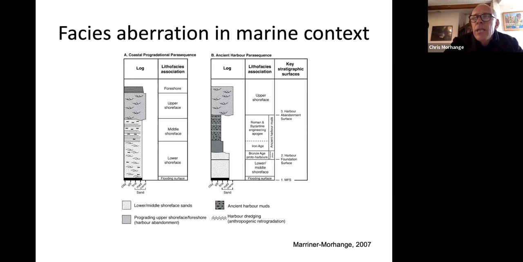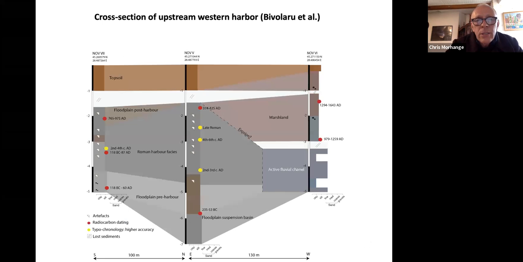It's a little bit the same in fluvial context. In fluvial context, you will find a harbor facies protected by harbor structure. So you will usually have a fining up of sediments, and especially in the case of NOVIODUNUM on the Danube, you will have a concentration of artifacts and ceramics that have been lost.